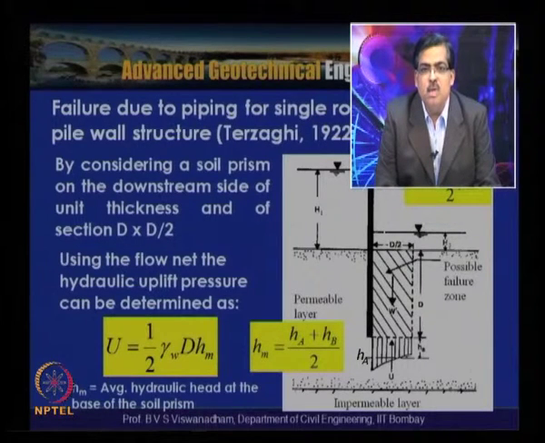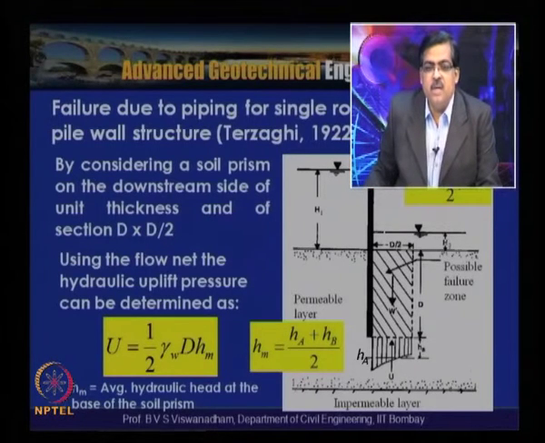From the flow net, the equipotential lines within the prism area over a distance of D by 2, the average head can be estimated. HM is the average of HA, the head at this point, and HB, the head at this point. So, the uplift force is gamma W into D by 2 into HM, where HM is the average hydraulic head at the base of the soil prism.